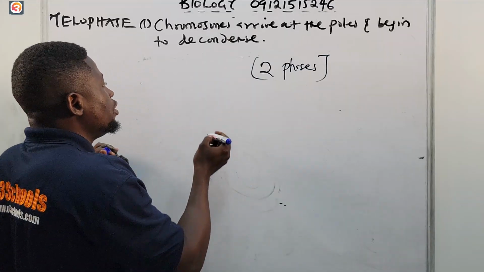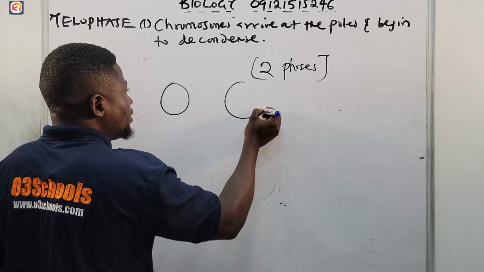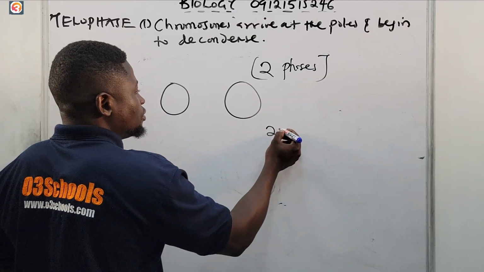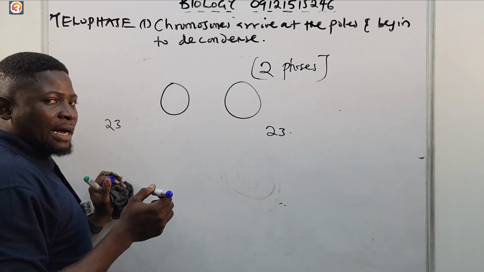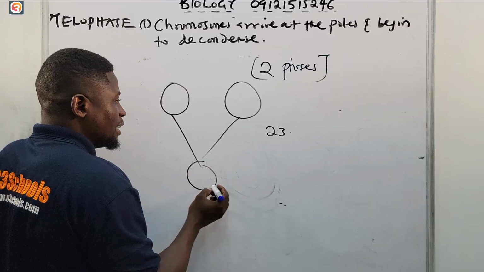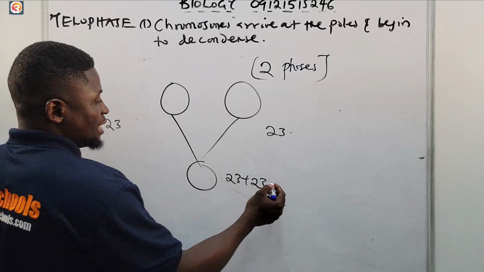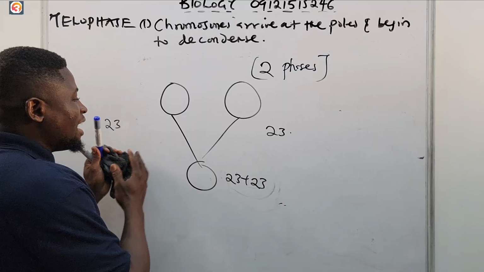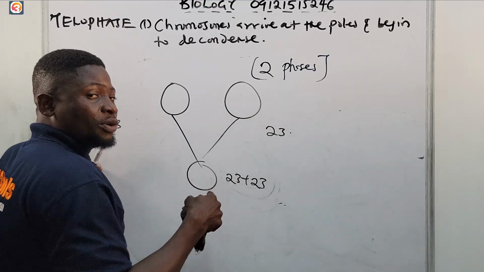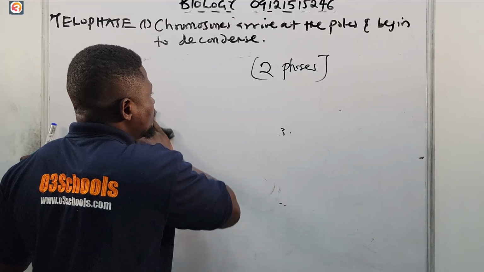Now, for example, remember our parents, these are our two parents coming together. This one has 23 chromosomes, this one has 23 chromosomes. So now, if they are coming together, they will give an offspring that has 23 plus 23 chromosomes, which is now 46. So together for our parents is 46 chromosomes, then our offspring will also be 46. So this is basically what happens in meiosis.